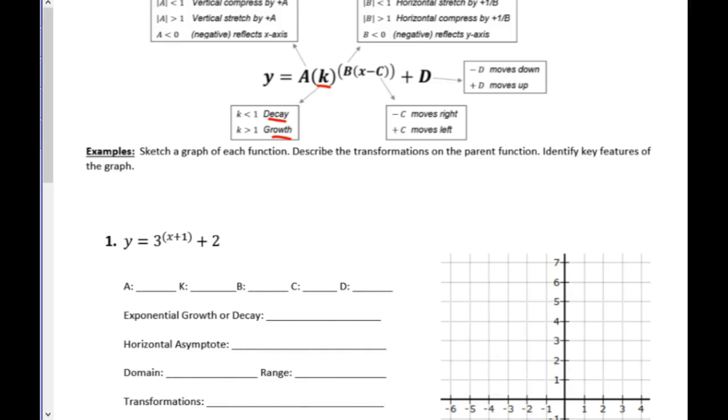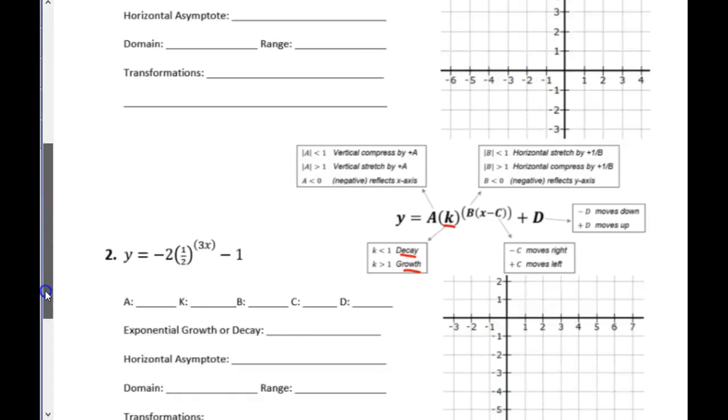Now, first thing I want to do is label A, K, B, C, and D. So now I'm actually making y'all write them out. Okay? What is A? Who thinks A is 3? Now, that kind of makes sense because usually A is out front. But remember, K is the one right here. A is in front of K.